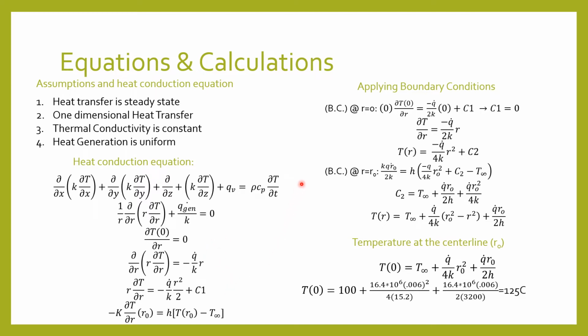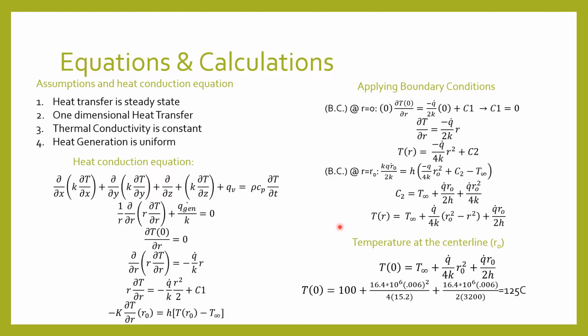Then we go up here to the top right. We're going to apply our boundary conditions. So we have R equals 0, which is the center line. So you can see that get worked out to apply the boundary condition, and you get T of R is negative Q dot over 4K times R squared plus C2. We go down here to our second boundary condition, which is R equals R naught, the outer wire radius. And you can see that getting worked out here to apply that boundary condition.